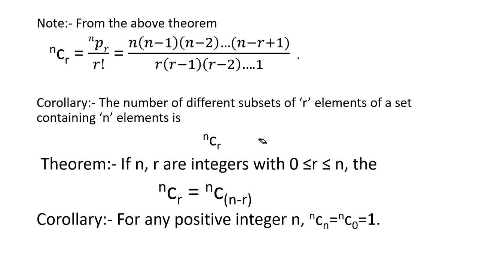The number of subsets of S of length r, or with r elements, is going to be n choose r, where n stands for the number of elements of the set. If a set has n elements, then the number of subsets with r elements is going to be n choose r.